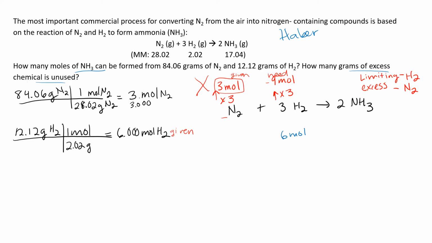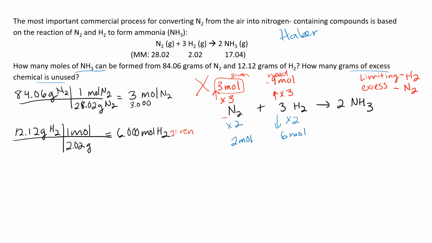We have 6 moles of hydrogen. If we do this reaction and use up all of our hydrogen, we can do the reaction 2 times. If I do the reaction 2 times, I'm going to need 2 moles of nitrogen. I have plenty. I have 3 moles, so I have extra nitrogen. So we know our hydrogen is limiting and our nitrogen is in excess. Once we identify that information, we can find the answers we are looking for here.